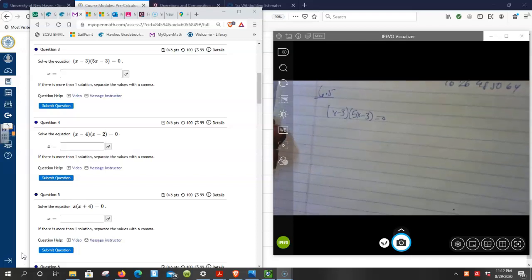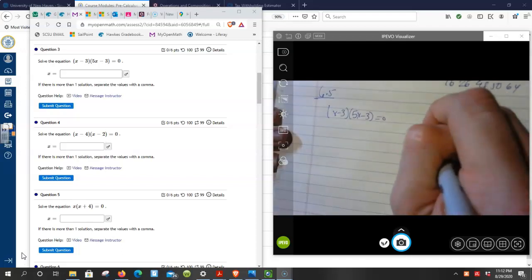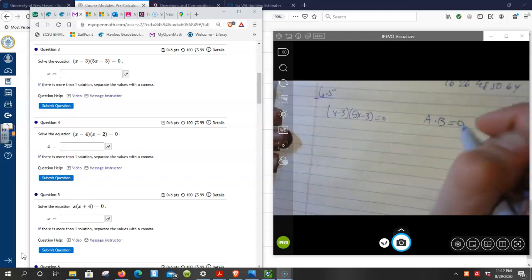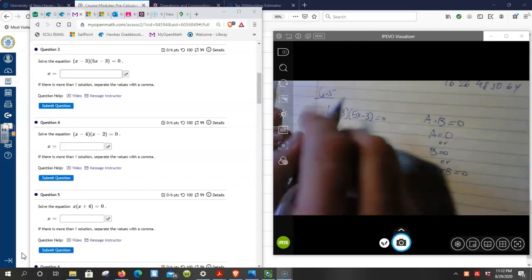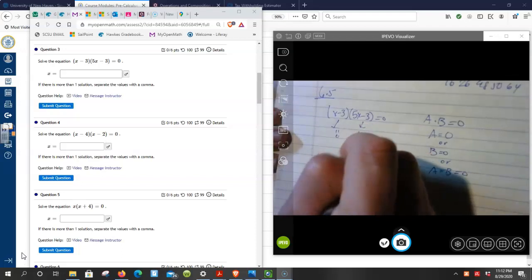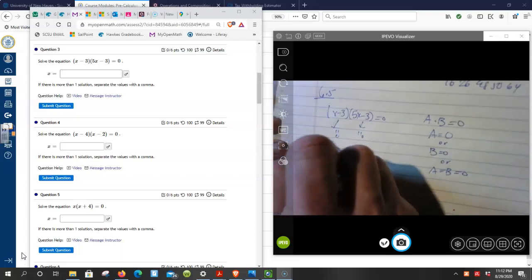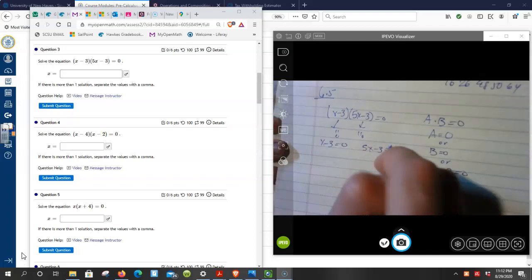When you do that one, just remember, this works off the special property that if you have a times b is equal to 0, what does that tell you about a or b? Well, it tells you that either a equals 0 or b equals 0 or both a equals b equals 0. So at least one of them has to be 0, which means we solve them separately for 0. So that means we have x minus 3 has to equal 0 or 5x minus 3 equals 0. It's called the zero property.